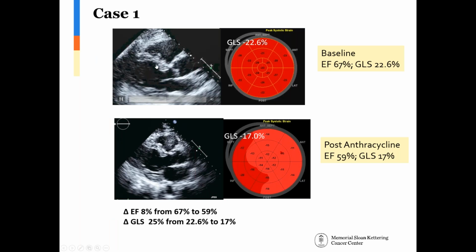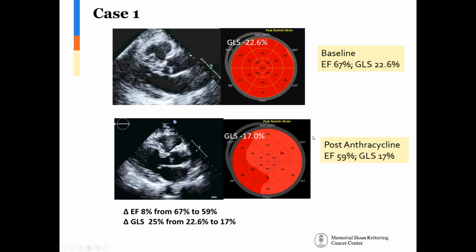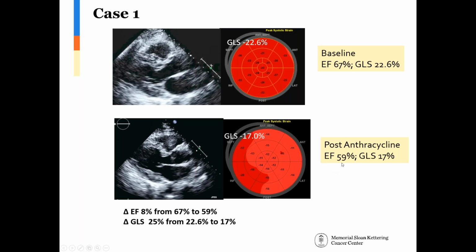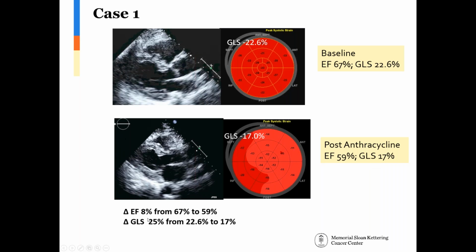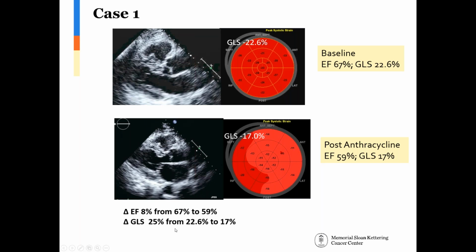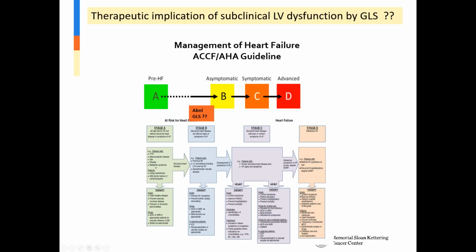So her echo prior to starting treatment: EF and GLS were both normal, EF of 67%, GLS of 22.6%. And after anthracycline, before starting her anti-HER2 therapy, EF drops to 59% and strain drops to 17%. So a drop in EF of 8% from 67 to 59 and a drop of strain of 25% from 22 to 17%. So back to the ASE consensus document, this patient, based on her GLS, had demonstrated the presence of subclinical LV dysfunction.